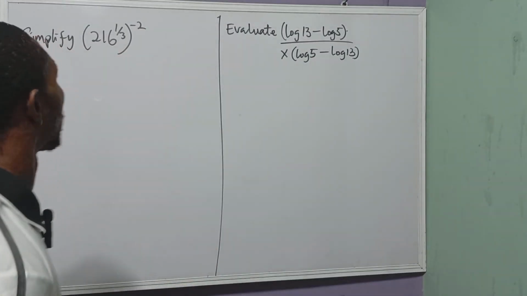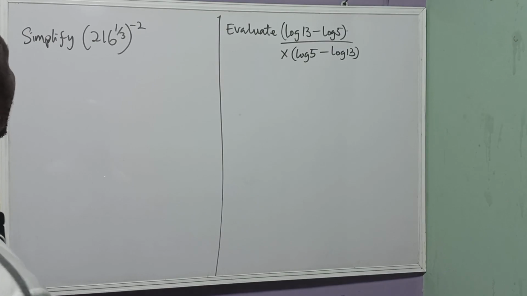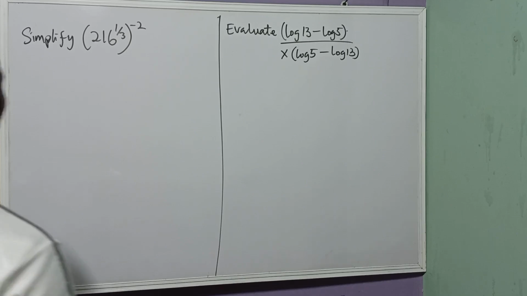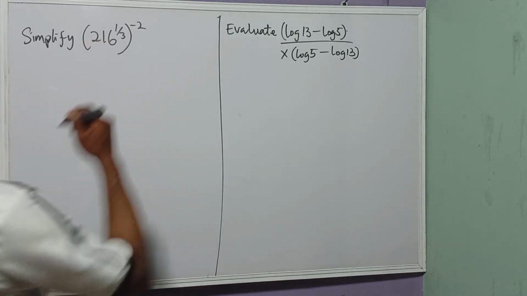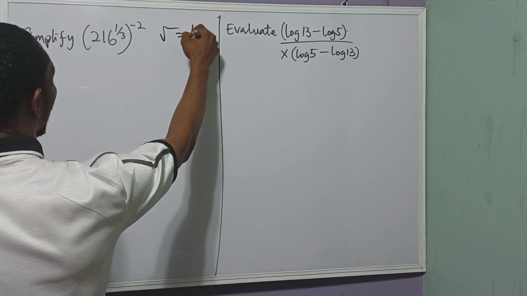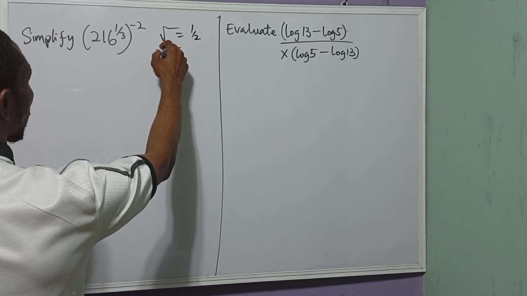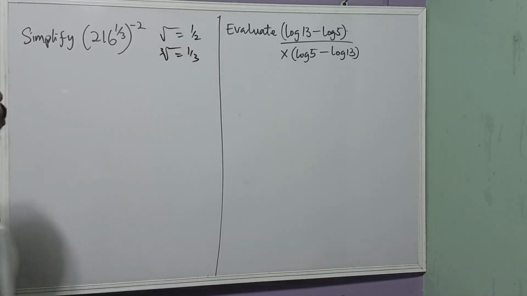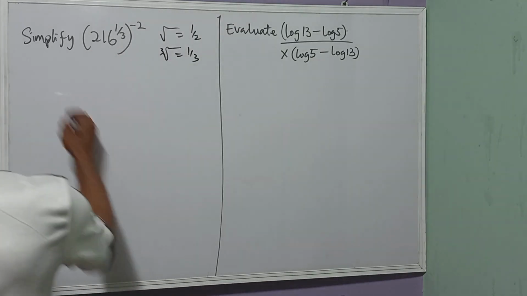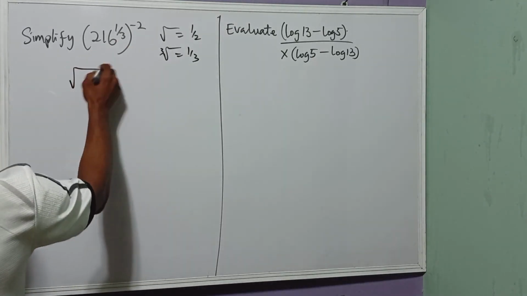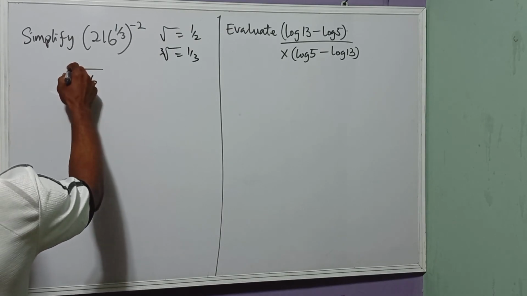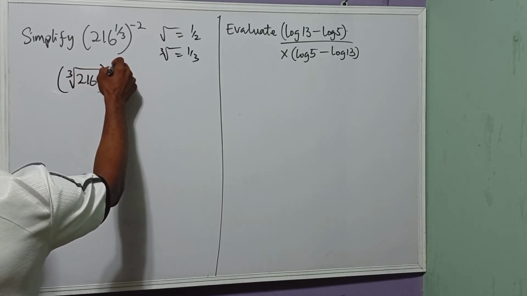Our next question says, simplify 216 raised to the power of 1 over 3, all raised to the power of minus 2. We know that a root sign simply means raised to the power of a half. So when it's raised to 1 over 3, this means a cube root. We write this as the cube root of 216, all raised to power minus 2.